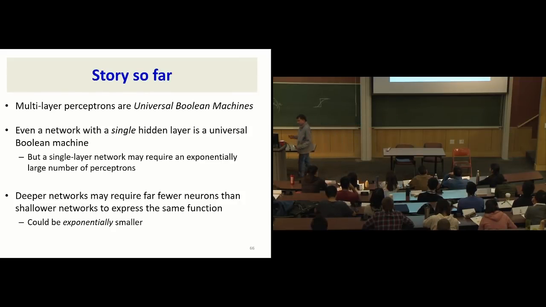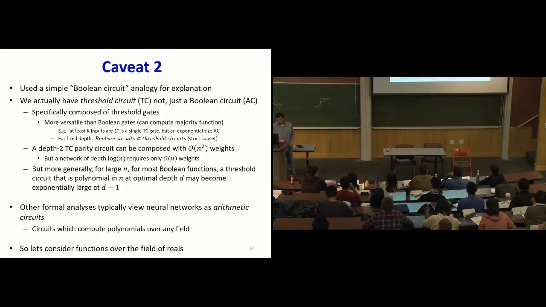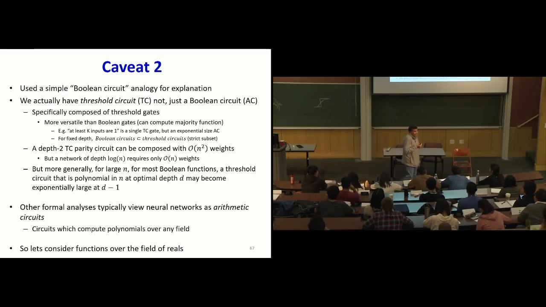No? Okay. So moving on, here's another caveat. I've used a simple Boolean circuit analogy for explanation, but we are not really using Boolean gates. What we are really using are threshold gates, and threshold gates have a property that Boolean gates do not. Meaning a single perceptron can compute the majority function. But if you want to compute a majority function using only ands, ors, and nots, that network is going to be exponentially large.